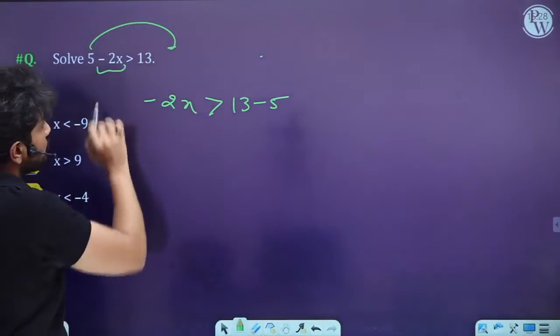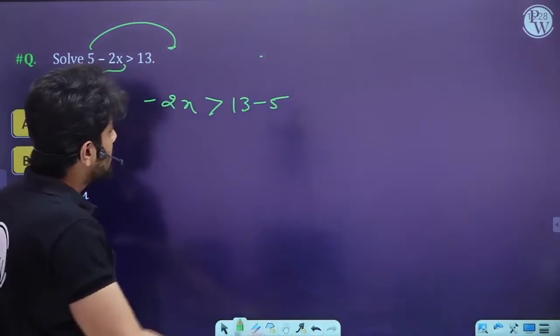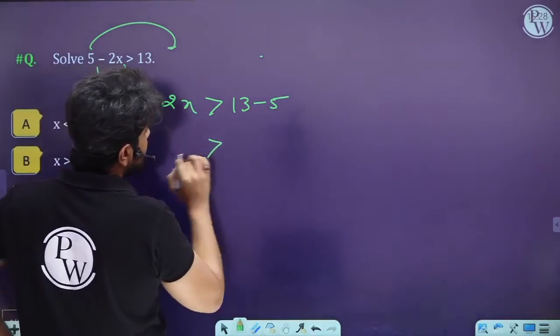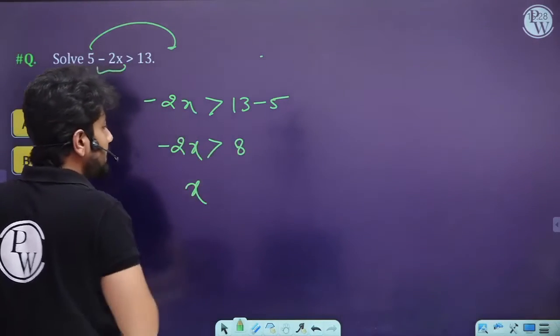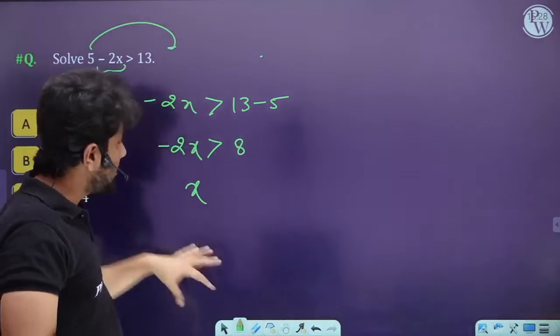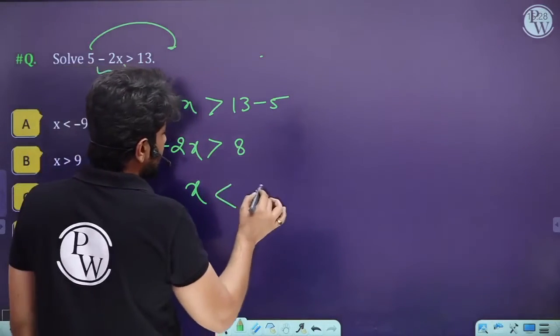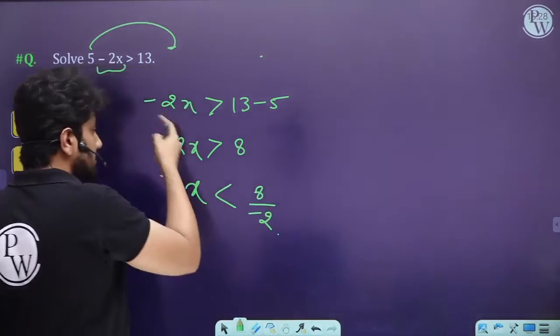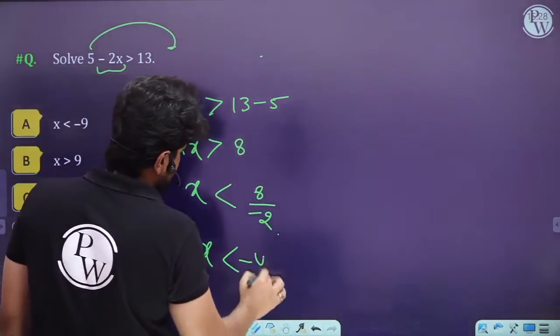We have the minus 2x term on the left-hand side. Plus 5 goes to the right, it will become minus 5. So 13 minus 5 will be equal to 8. So minus 2x is greater than 8. Now we are dividing by minus 2, so the inequality will change. X will be less than 8 upon minus 2. Basically, x will be less than minus 4.